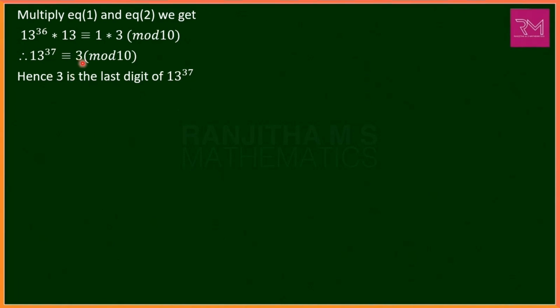Here our aim is to find the remainder when 13 power 37 is divided by 10. To achieve that, first we consider 13 is congruent to 3 modulo 10 and raise to some powers, and we get in the left hand side 13 power 37 which is congruent to some value. That value is nothing but the last digit of the given problem. This completes the problem. We shall move on to another problem so that you can understand it in a better way.